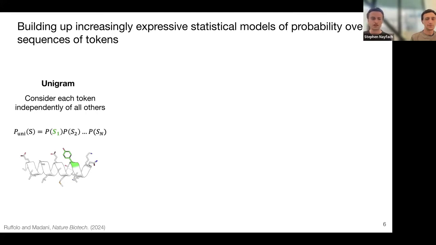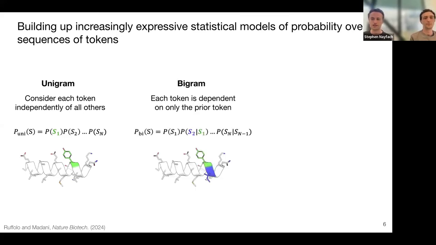We know that residues close together are probably interacting in some way, forming secondary structures. So we might make this model a bit more sophisticated and condition on the prior amino acid. In this case, if we wanted the probability of S2 given S1, we would look in our database and count up all the times we observe that sequence of two amino acids.